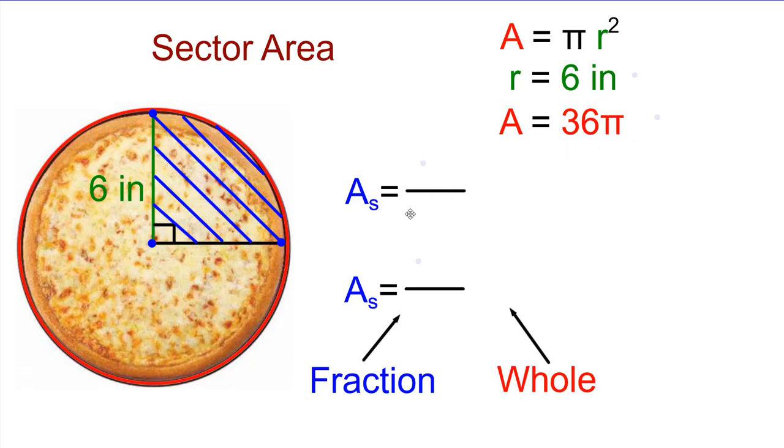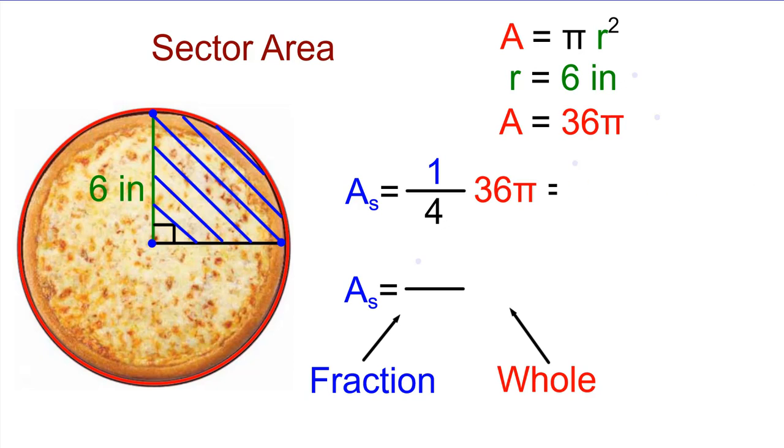So how do you find the area of the sector? Well, you probably would just look at this and say, okay, that's a quarter section, a fourth of the whole pie. You can see those fractions really easily. So how would we write the equation? The fraction of the whole thing would be 1/4 of the 36 pi. So what's 36 pi divided by 4?